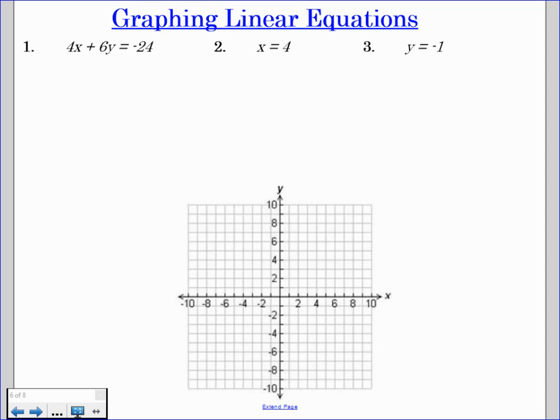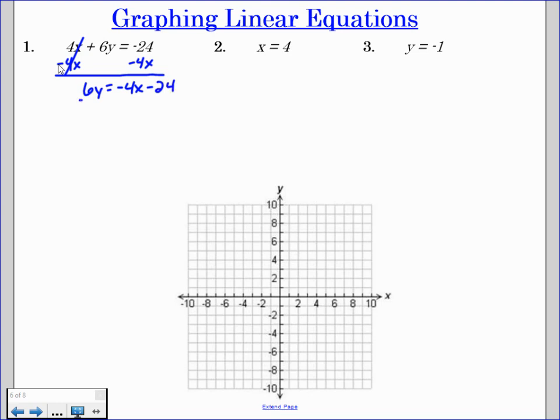All right, we are going to be graphing linear equations today. We'll look at equation number 1, 4x plus 6y equals negative 24. Step 1 is to get this equation in slope-intercept form, y equals mx plus b. So I've got to get y by itself, so I'm going to move the 4x to the other side by subtracting it, that's going to leave me with 6y equals negative 4x minus 24.